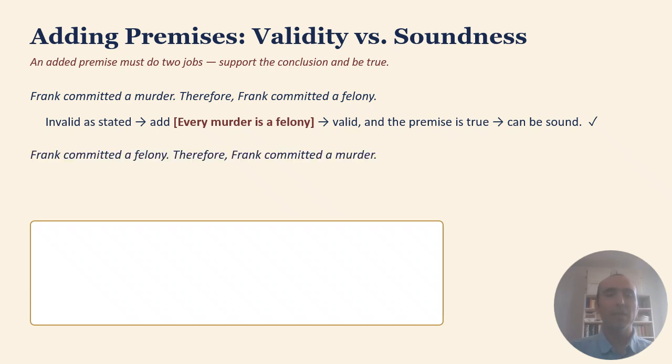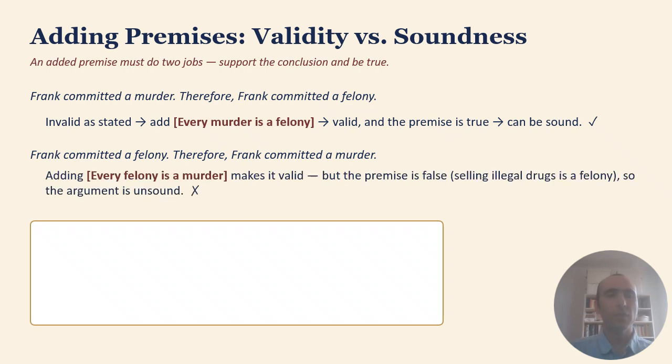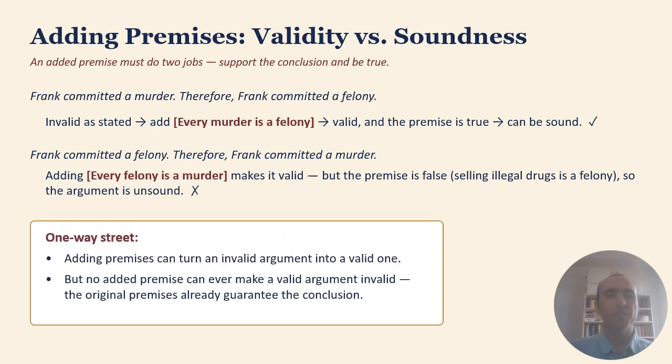Now let's analyze the second example. Frank committed a felony, therefore Frank committed a murder. If we add every felony is a murder, this makes the argument valid. But the premise is false. Selling illegal drugs, for example, is also a felony. So the argument is unsound because the premise that we added is false.